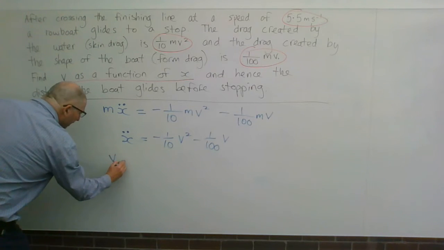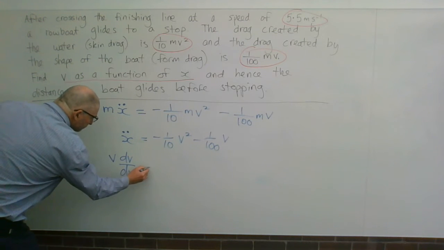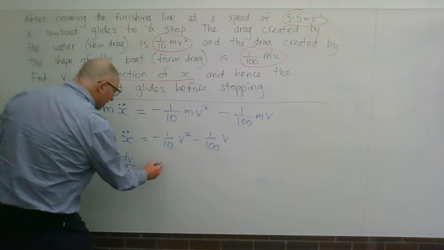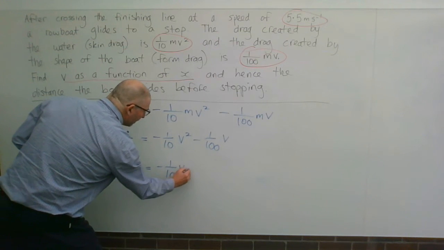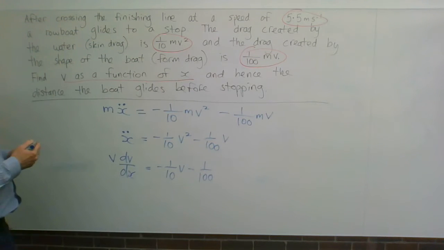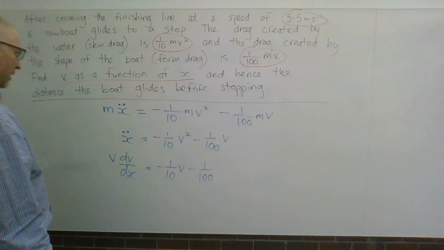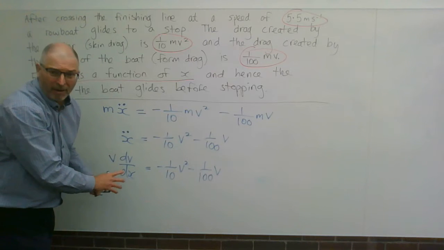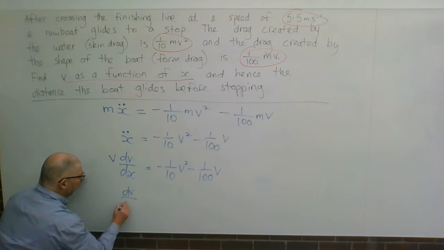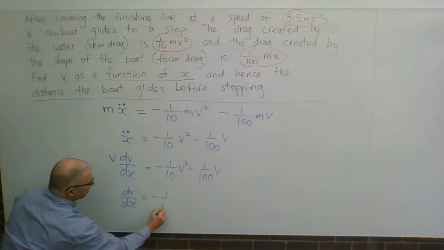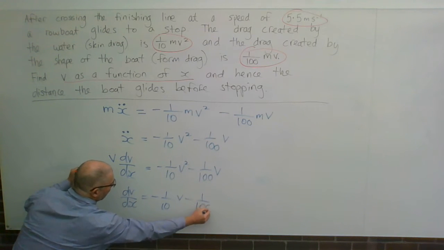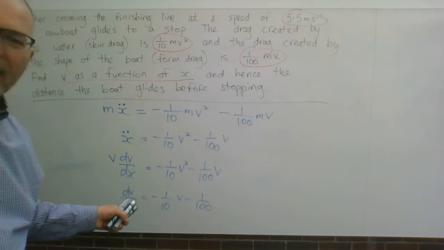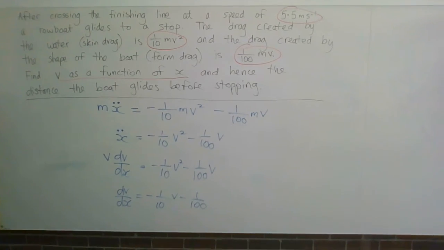I'm going to do v dv/dx, because I've been asked to find v as a function of x. v dv/dx is minus 1/10 v squared minus 1/100 v. Then I'm going to divide by v. So that'll give me dv/dx equals minus 1/10 of v minus 1/100. All right, so I'd like to take it from there and go ahead and integrate that.